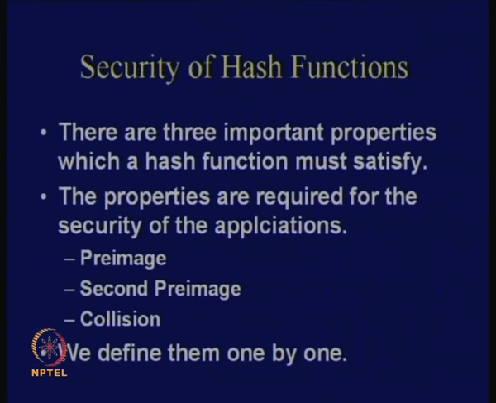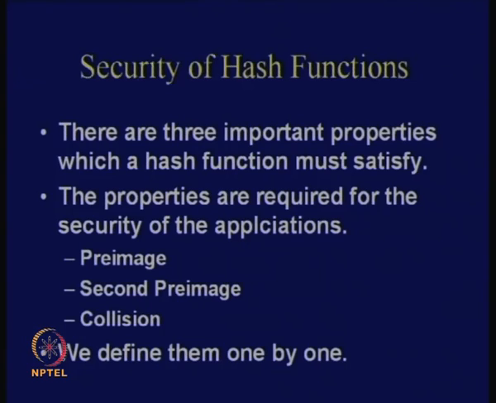hash functions. So there are three important properties which a hash function must satisfy. The three important hash function properties are preimage property, second preimage property, and collision property. So we will study them one by one.